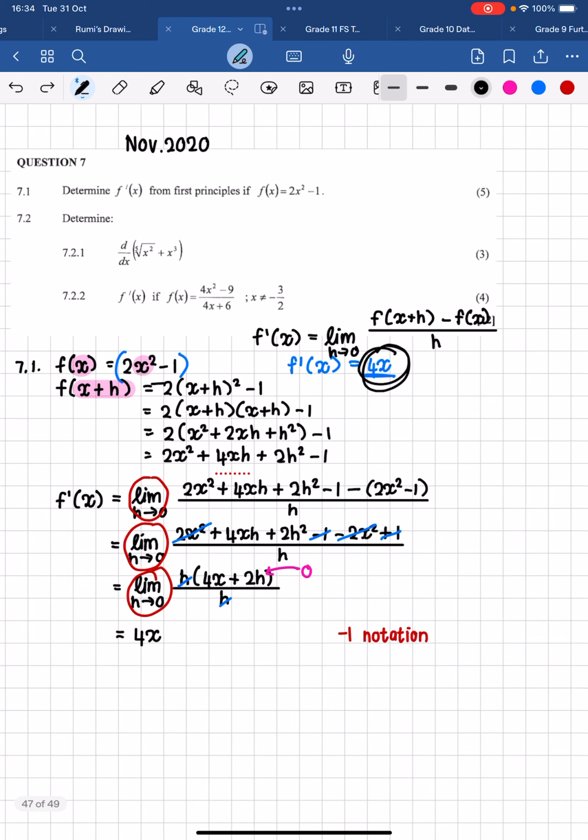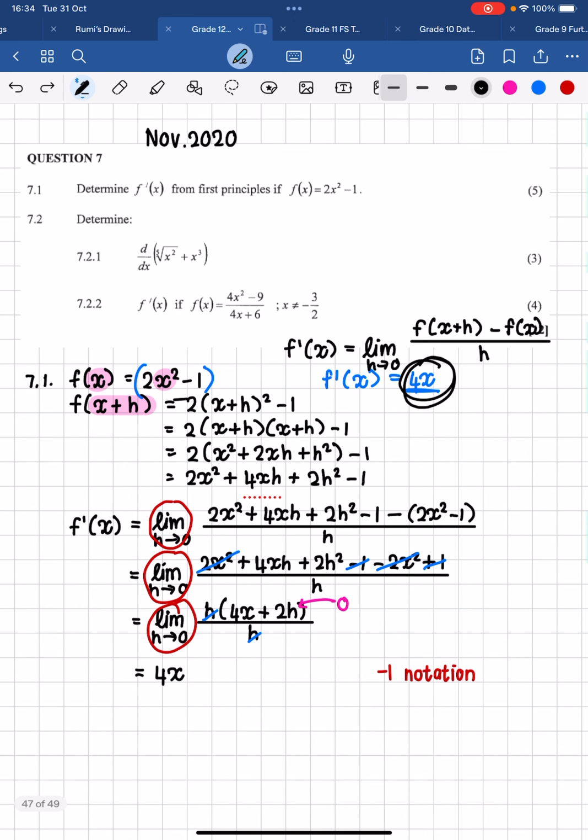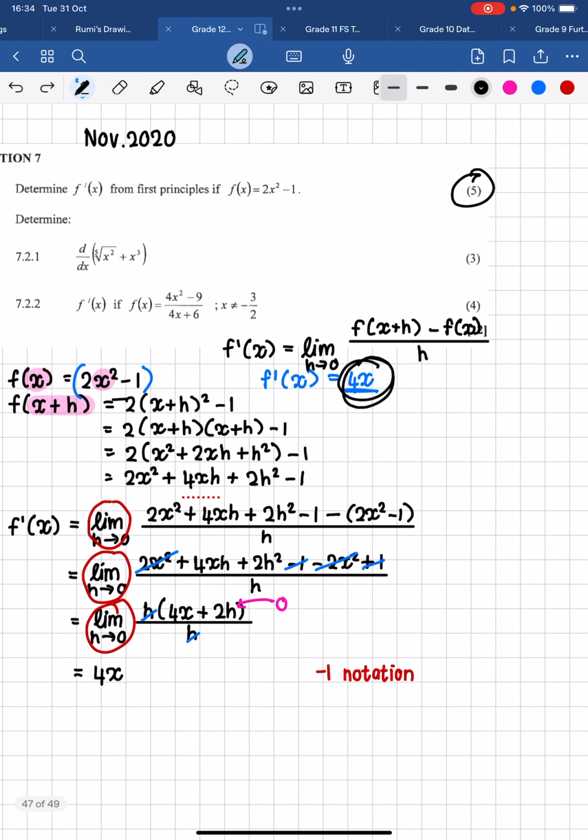Yes, I'm getting to 7.2.1. All right, guys, next up, we are now finding these derivatives. Like I said, the questions are always the same. It's always a first principles question. And guys, it's also always 5 marks, right? So if you are absolutely sure that you can do these, you will get those 5 marks, which is great.